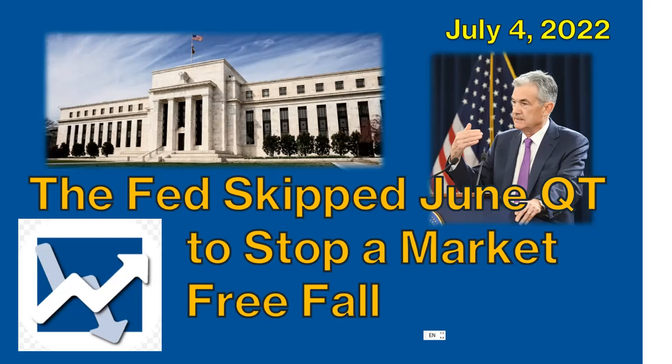June just ended a few days ago. Looks like the Fed reduced total assets by only about $1.5 billion for the month of June, which is way short of the $47.5 billion target. What happened? Has the Fed given up and decided to go back to quantitative easing instead of doing quantitative tightening?